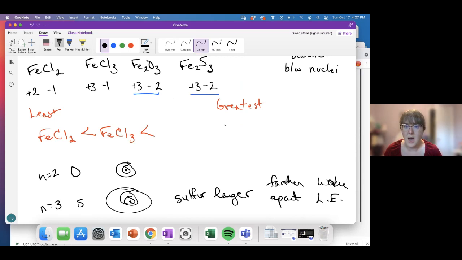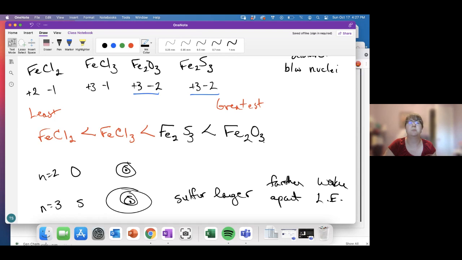So I can then go ahead and put next up my Fe2S3, my iron 3 sulfide, and finally the one that's closer together is going to be the stronger lattice energy, Fe2O3, iron 3 oxide. So that lets us rank our lattice energies: charge first, then if you have to break a tie, size next.